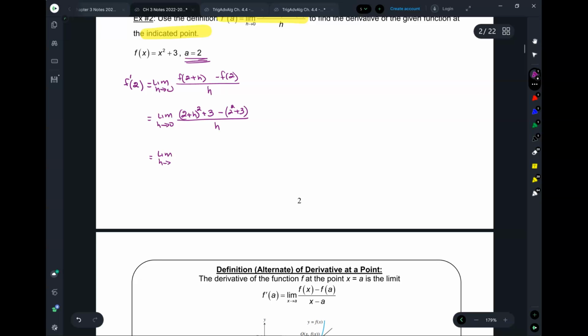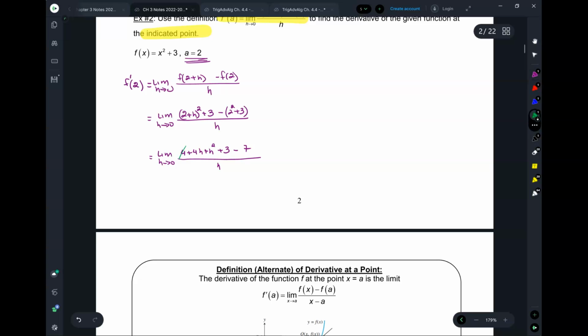So, black magic. Okay, so now, expanding this, I get 4 plus 4h plus h squared plus 3 minus, how much is that? 4 minus 3. 4 plus 3, 7. Oh, you're right. Over h.